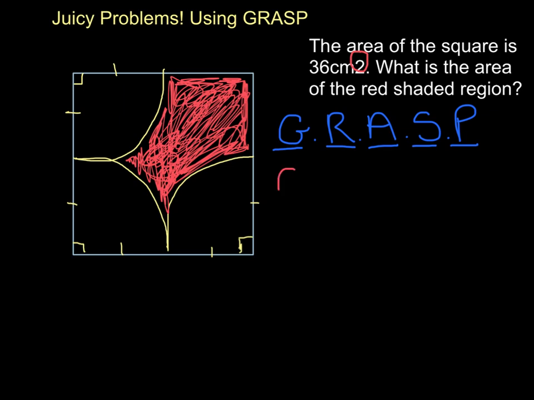So I'll write the G, given. We're given that the area of the square is 36 centimeters squared. So area of square is 36 centimeters squared. Okay, that's about it. We can see from the diagram, we are given a diagram, and it shows us a lot of information. It shows us that we've got 3 curved parts of a circle here, 1, 2, and 3. And we've got our red shaded area.